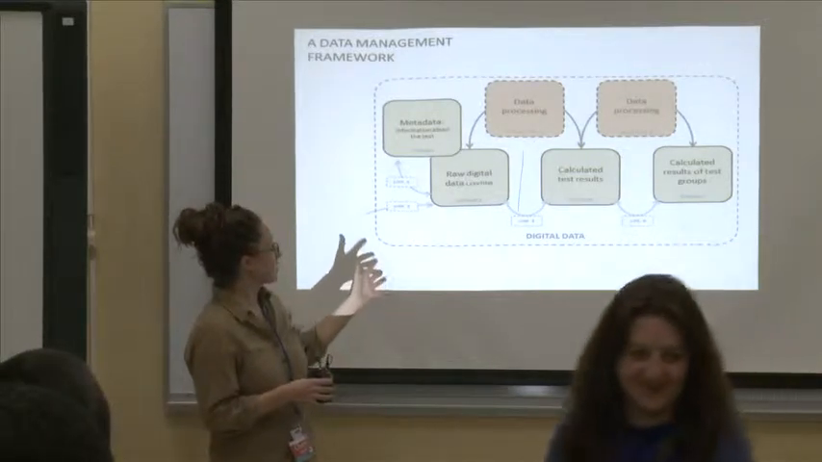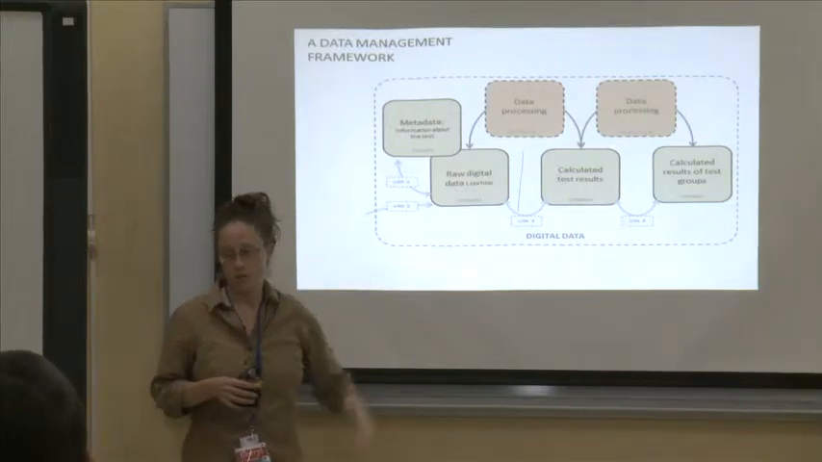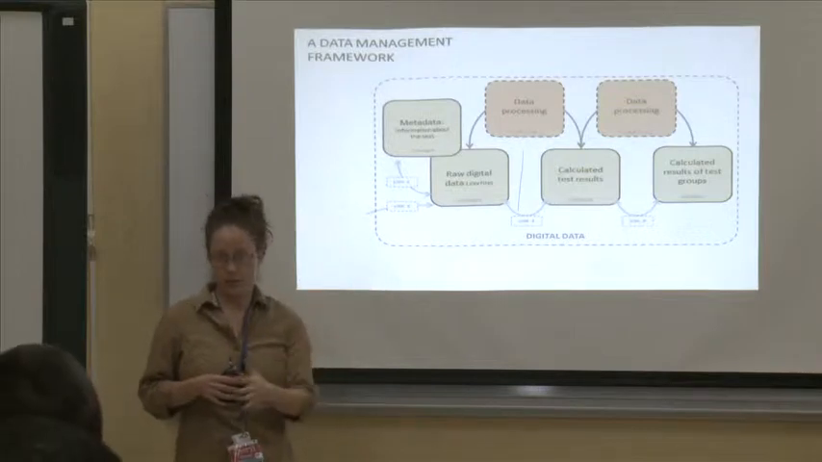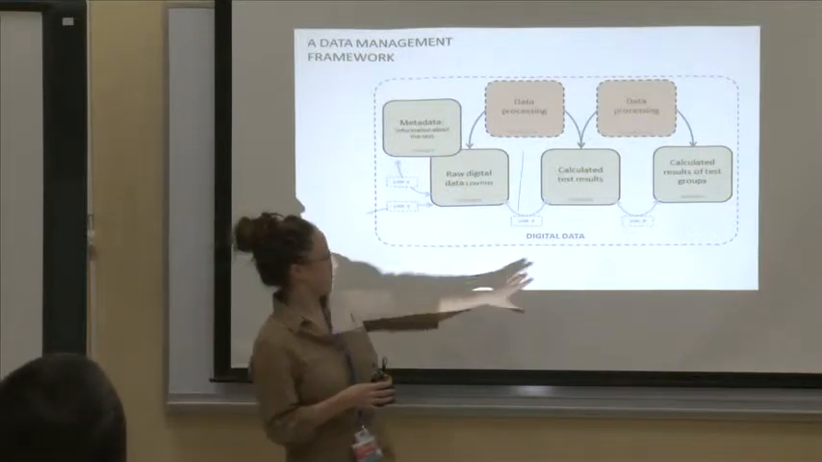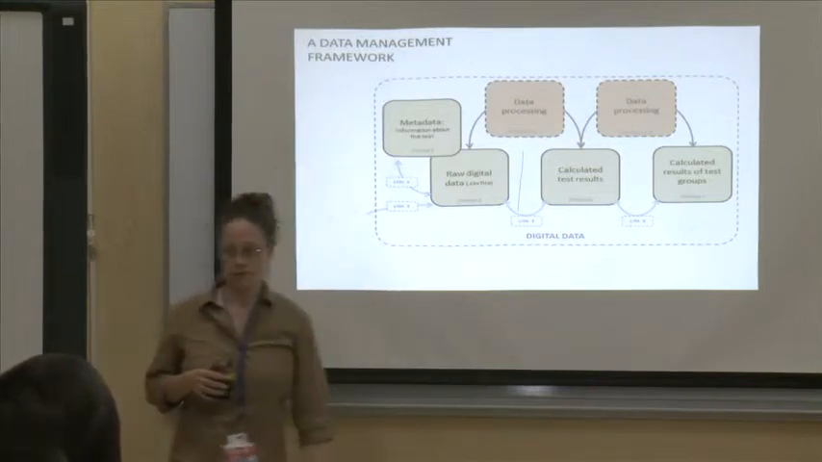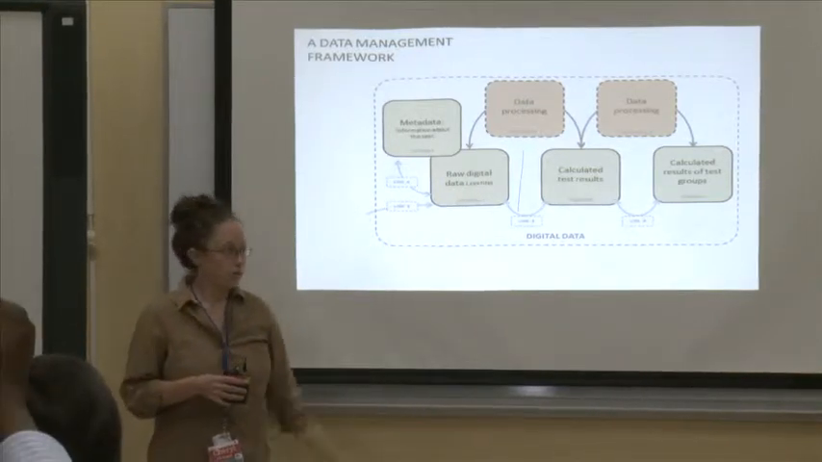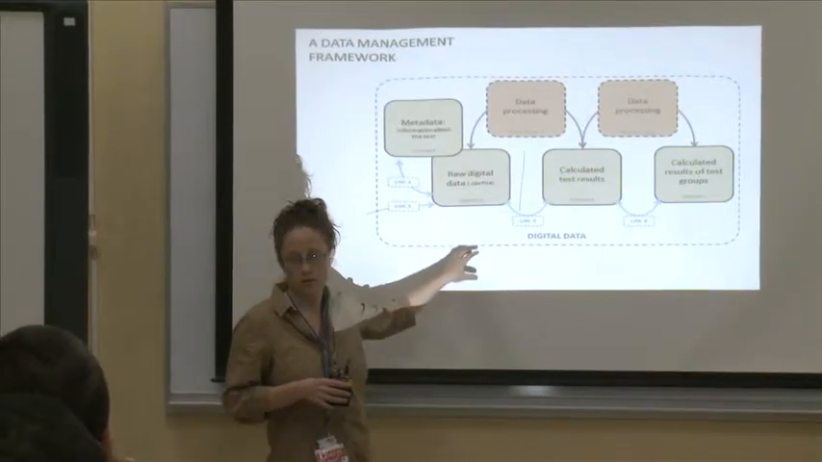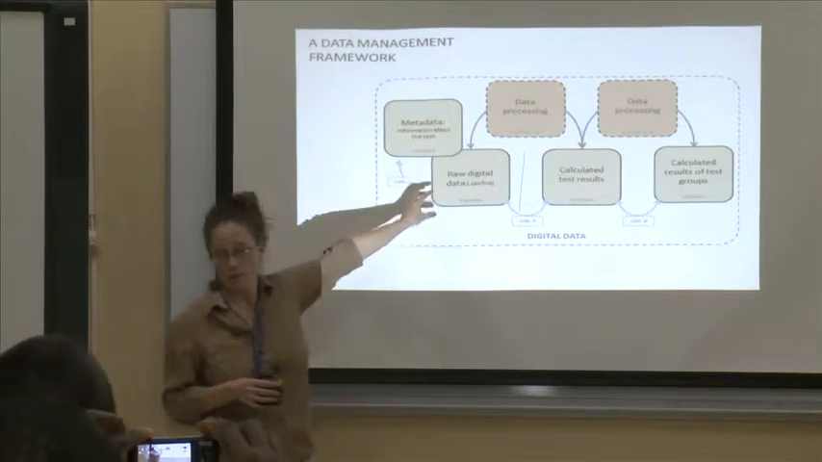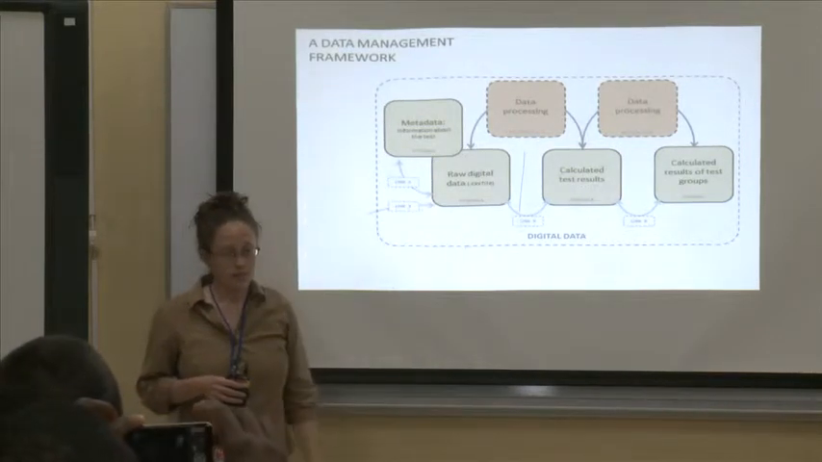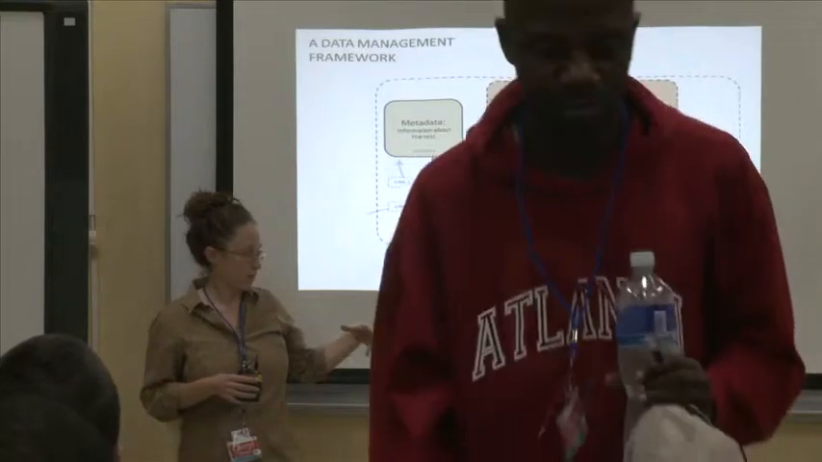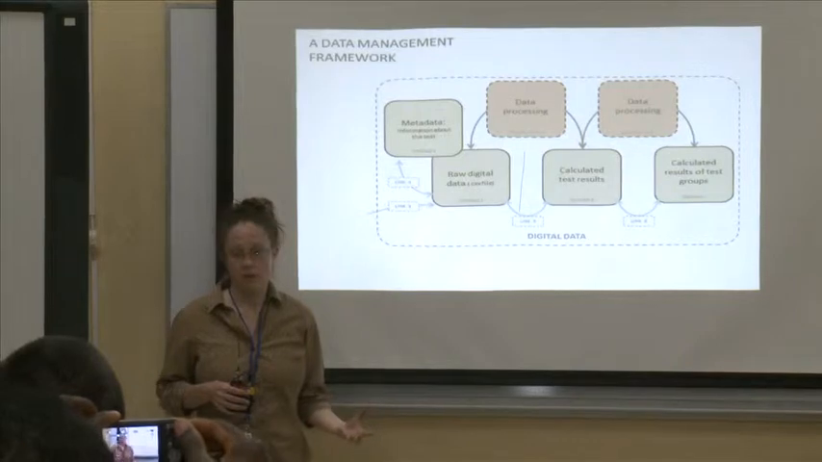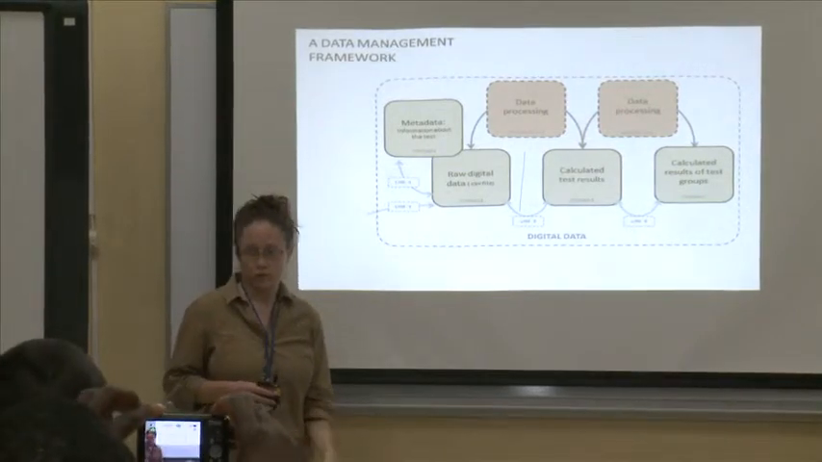And then after that stage, we go through some data processing. We do some calculations on that data set. And there's a process and a procedure for that. And then we have our calculated test results, right? And those calculated test results need to be somehow linked back to our original data set, which is linked back to our metadata about the data. There are maybe many ways to do that, but you need to have a clear path that's transparent and that's traceable, okay?